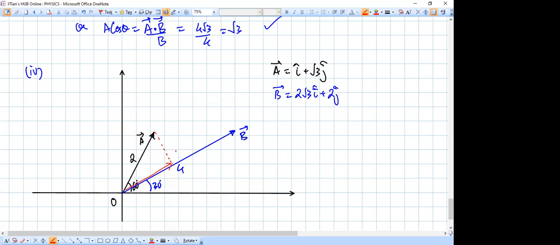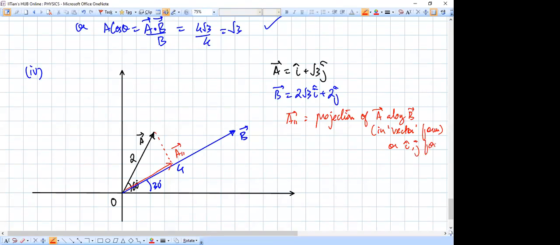this thing is what we are looking for now. So this is the projection of vector A along the vector B in vector form, or what we say is i cap j cap form. This is what we want to calculate now. So in the diagram we can see that this angle is 30 degrees.